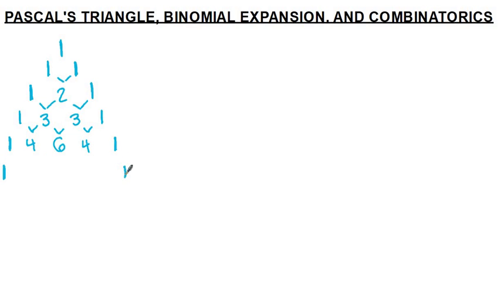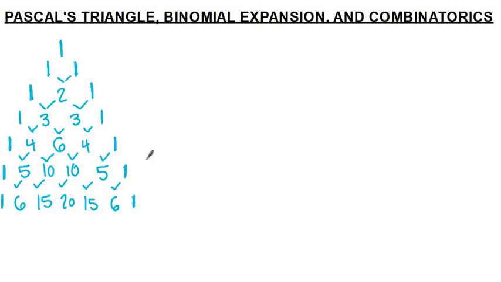Let's do maybe one or two more rows. So 1 plus 4 is 5. 4 plus 6, 10. 6 plus 4, 10. And 4 plus 1 is 5. And maybe one more. Outsides are still 1. 1 plus 5, 6. 5 plus 10, 15. 10 plus 10, 20. That's going to be 15, and that's going to be 6. Okay, that's Pascal's triangle. That's all very exciting, but we'll bracket that for right now.